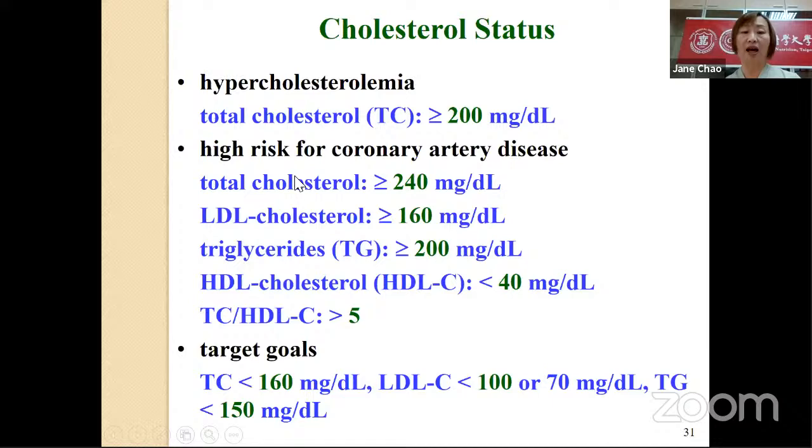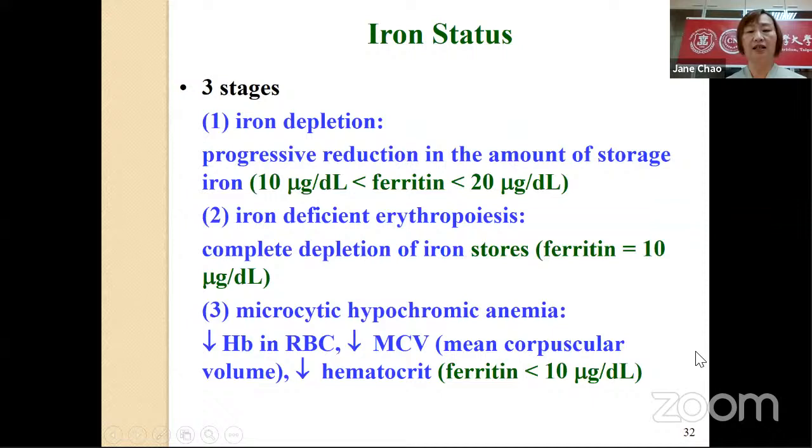Okay. Iron deficiency anemia. There are three stages of iron deficiency. The first stage is iron depletion. The second stage is iron deficient erythropoiesis. And in the third stage, you have developed the disease, anemia. This type of anemia is microcytic hypochromic anemia.